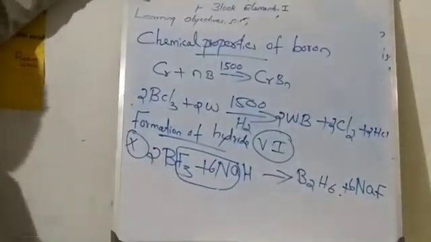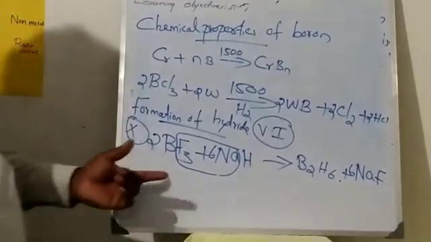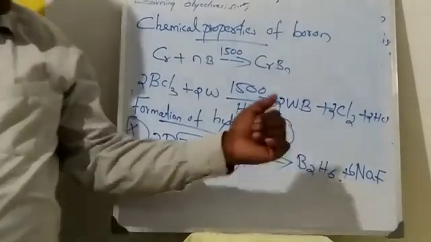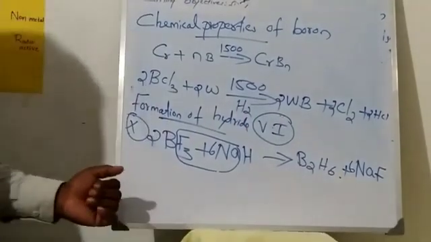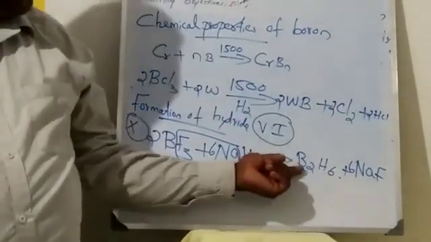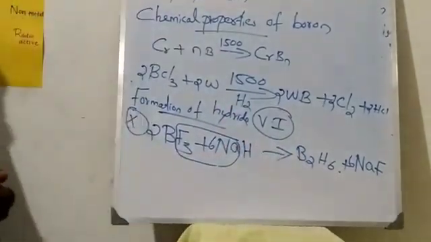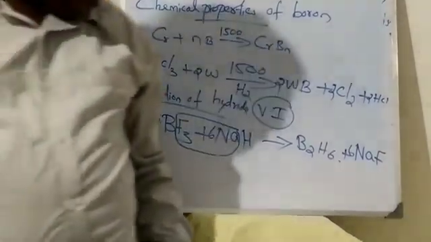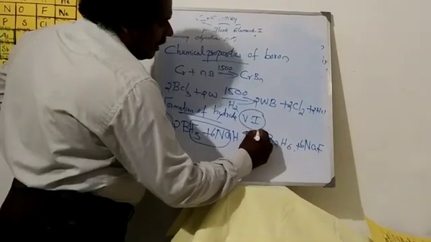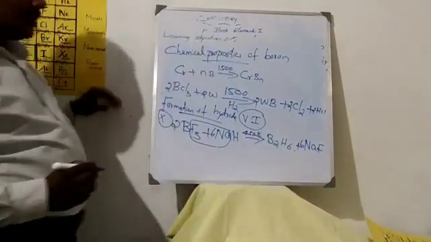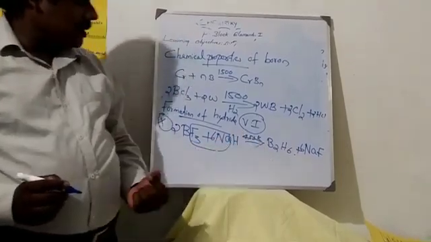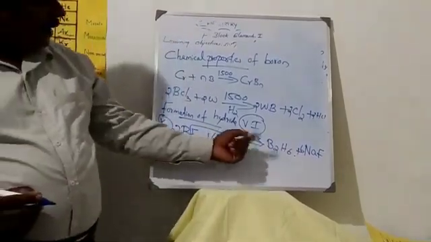The formation of diborane. Please all of you take down this question: from boron trifluoride, how will you prepare diborane, B2H6? And the temperature, you must also write the temperature. It's 450 Kelvin. If the question is 3 marks, 1 mark is for the temperature. Okay, 450 Kelvin.